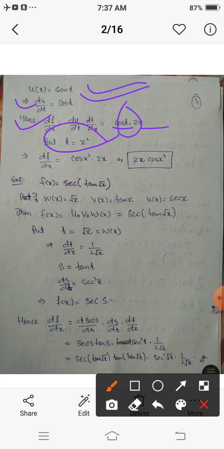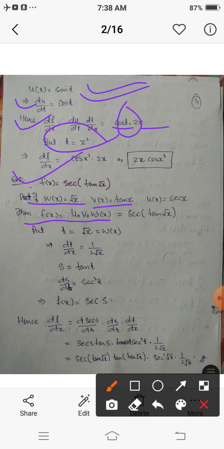Now if we consider another example, f of x equals sec of tan root x. Here it is the composition of three functions: one the sec, second tan, third root x. Now if we put w of x equals root x, v of x equals tan x, and u of x equals sec x, then clearly this f of x, that is sec of tan root x, is simply the composition of these three functions, that is u of v of w of x.